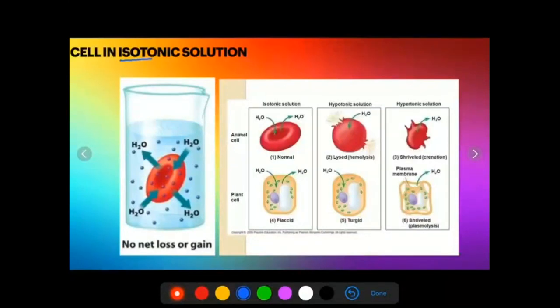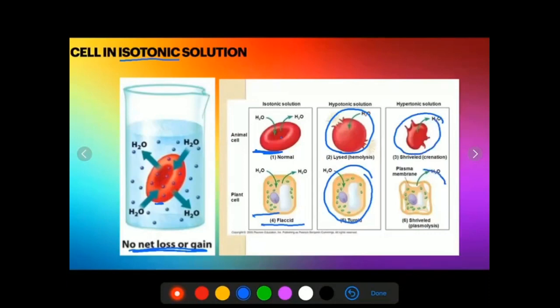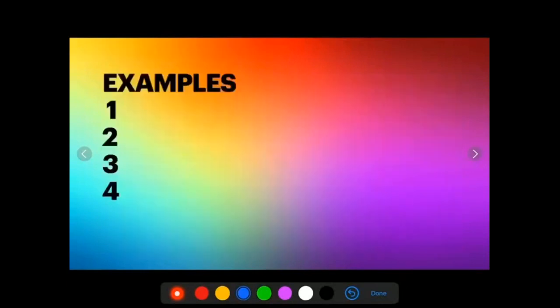The third condition is when the cell is placed in isotonic solution. Iso means same, tonicity is concentration. So there is no net loss or gain, or no net movement of molecules. The shape of the cell will remain similar. Let us recap it. For isotonic, the shape remains the same. But in hypotonic, this has swollen and this has swollen. In hypertonic solution, this animal cell will shrink and this plant cell plasma membrane will shrink.